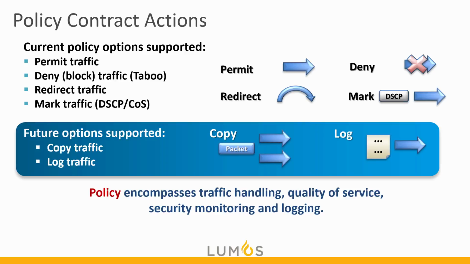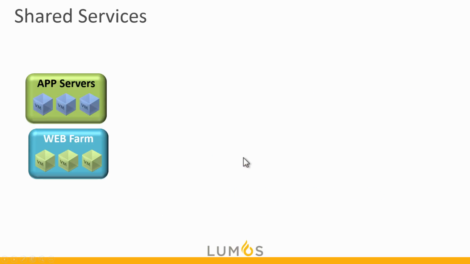but maybe we just want to copy port 80 traffic only. Well, in that case, it would be nice to be able to go ahead and copy a packet from a contract. So that's coming. So here's an example of some shared services, such as our application and our web farm both need access to DNS and DHCP for PXE booting, for Puppet or Ansible configuration.